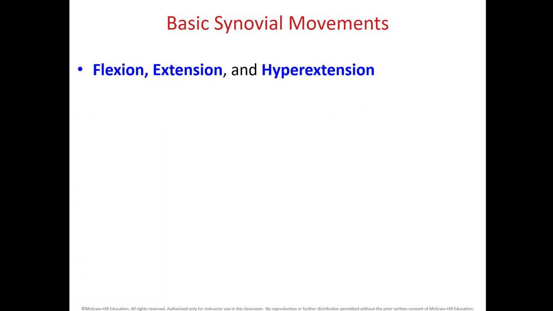Let's go over our basic synovial movements and give examples of each one. The first one is flexion, extension, and sometimes there's hyperextension. Not always, but sometimes. Flexion is typically you're putting a bend in the body. Extension is typically you're going back to zero position. In other words, you're going back to anatomical position. And hyperextension is where you went beyond anatomical position.